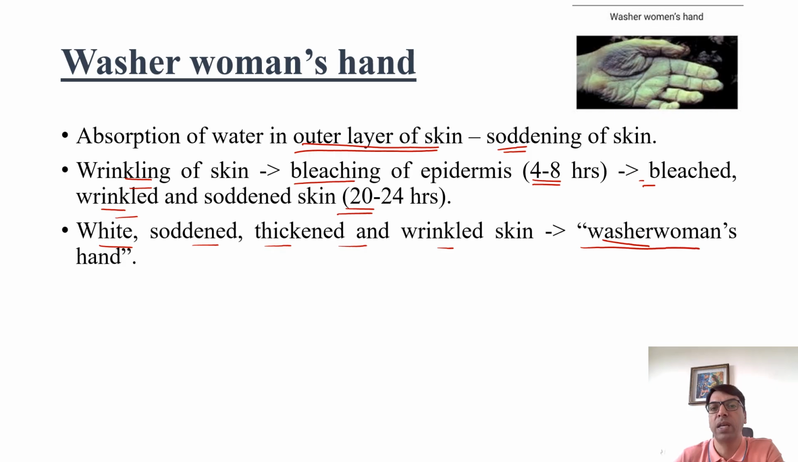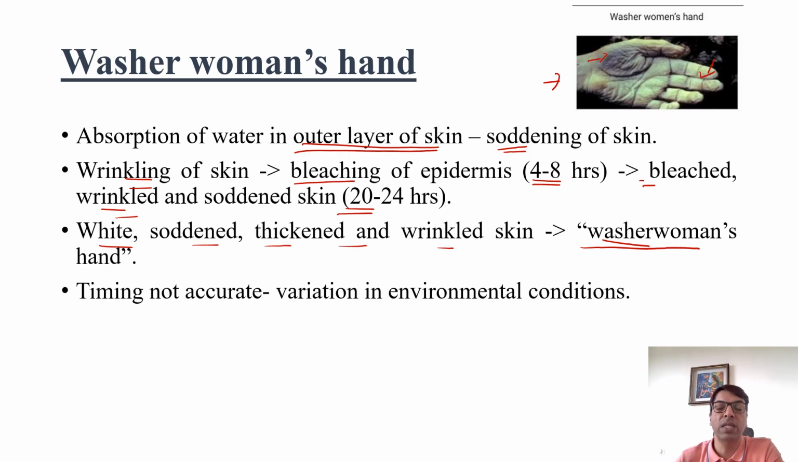Here we see wrinkling, shortening, whitening of the skin. It is called washerwoman's hand. There is draining of blood from the skin, and the skin is wrinkled. We see here the skin is wrinkled at the tips also.